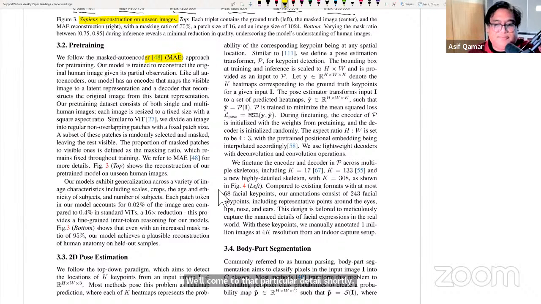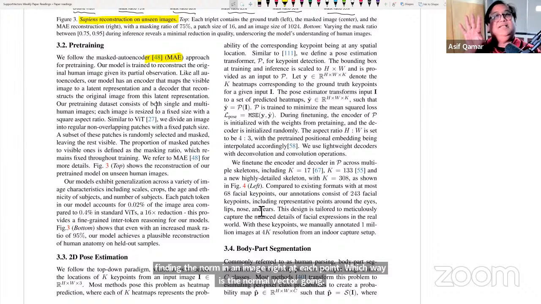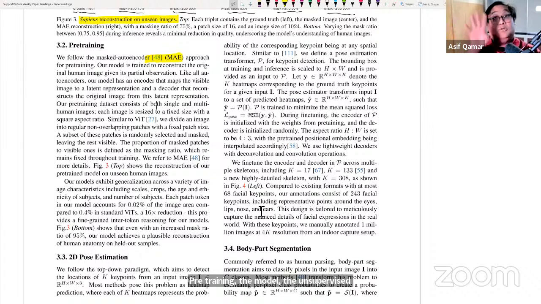Our model is trained to reconstruct the original human image from its partial observation. So now you realize that the actual tasks that they are going to do are pose detection, segmentation, depth prediction, and normal, finding the normal in an image. At each point, which way is the normal vector going? None of these four things are you pre-training the model on. The unsupervised pre-training is not on those four tasks. If you go back and look at the original papers like BERT, it's in the same spirit. You don't pre-train the model on a real use case. You pre-train the model to somehow understand the semantics, understand images generally.